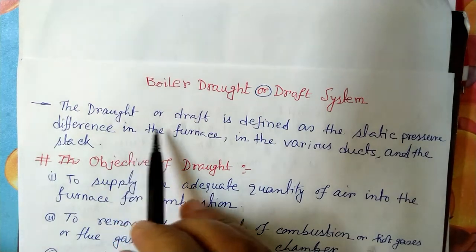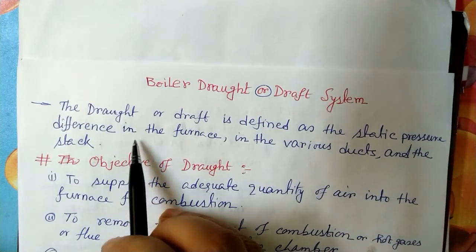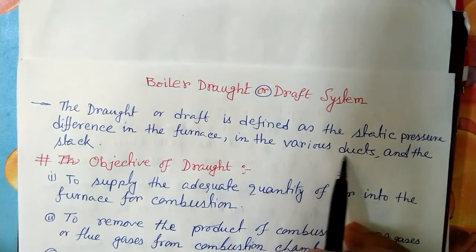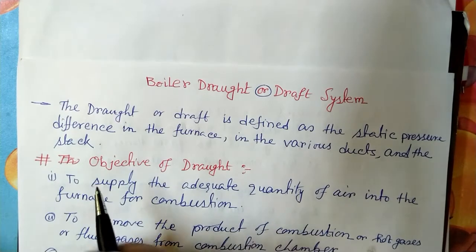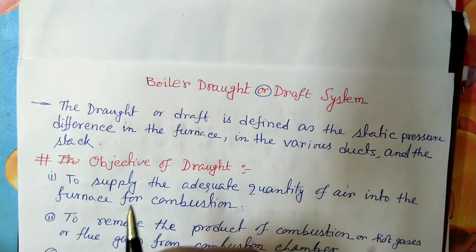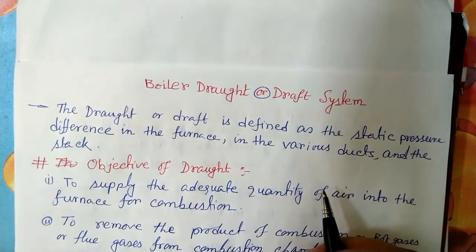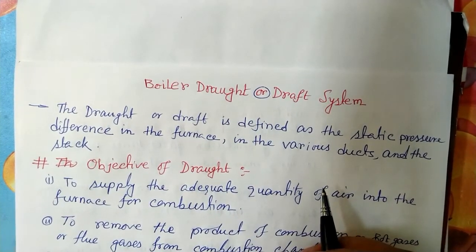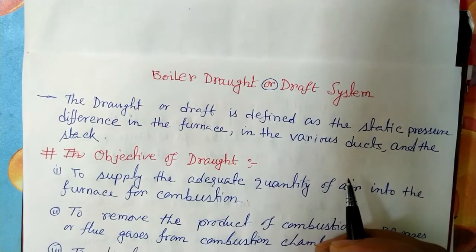So the draught or draft is defined as the static pressure difference in the furnace, the various ducts and the stacks. So inside the boiler in different parts there should be a pressure difference for drawing the air and removing the products of combustion, and this static pressure difference is known as our boiler draught or draft.